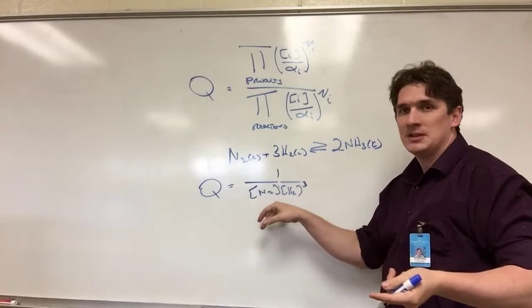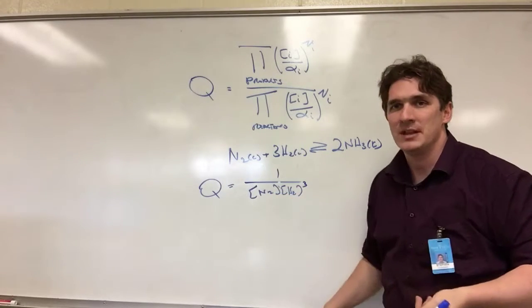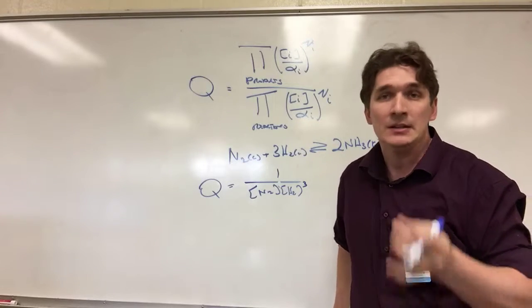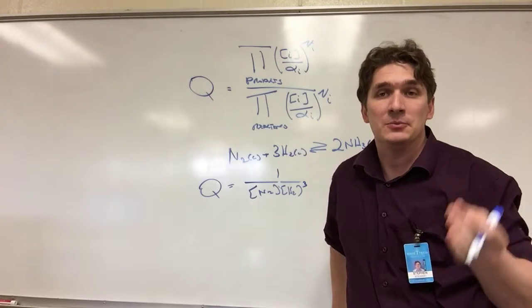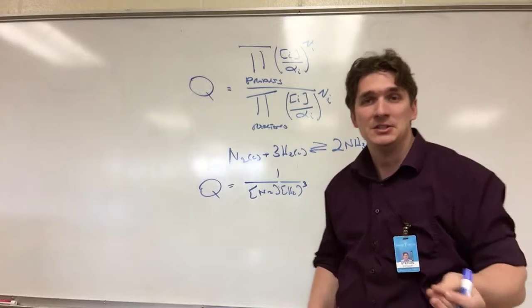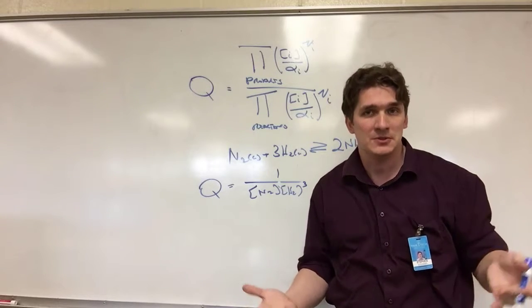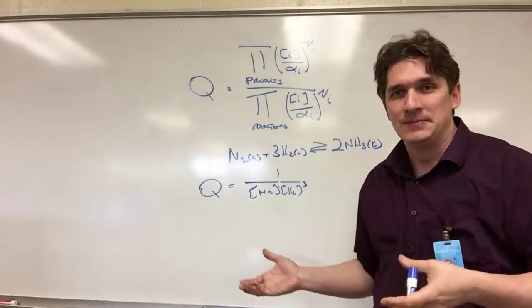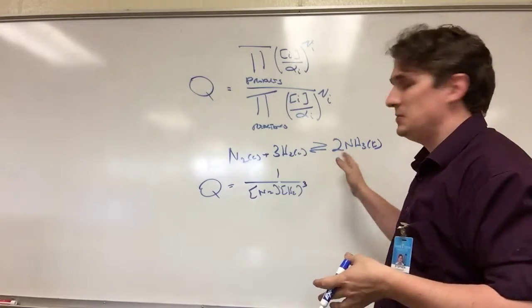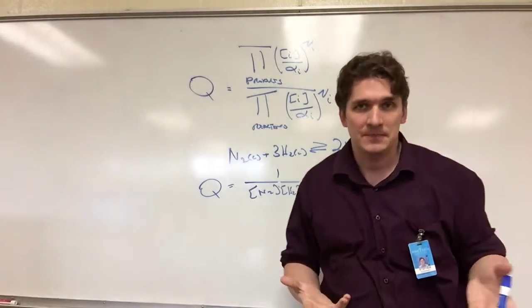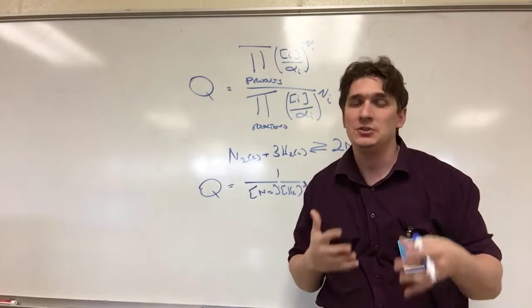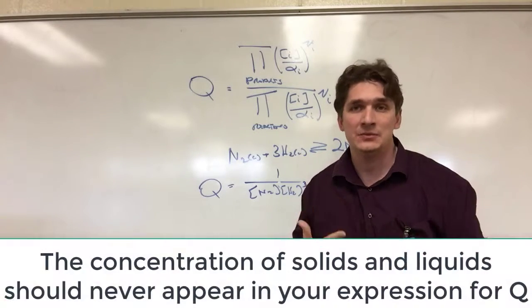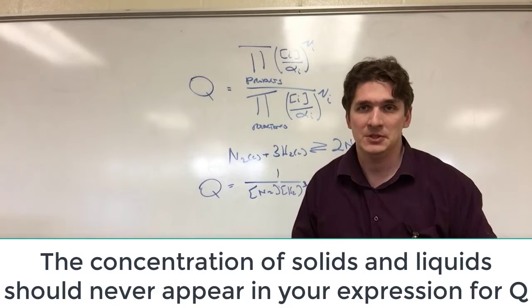Q equals 1 over the concentration of N2 times the concentration of H2 cubed. Now, it doesn't look like it's unitless, but it really is, because we're dividing by activity. It just happens that the activity is 1, so it disappears from the equation. But this is how you find Q for any reaction. Now, if we had NH3 solid for whatever reason, that would also disappear. So when it comes to your expressions for Q, you shouldn't have anything that is a solid or liquid phase in your final expression for Q.